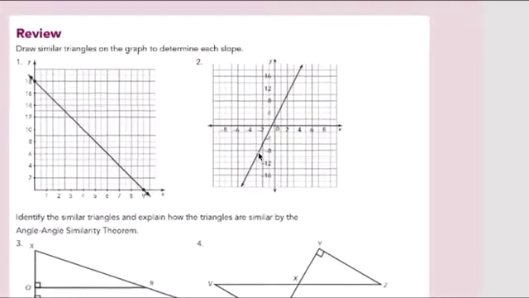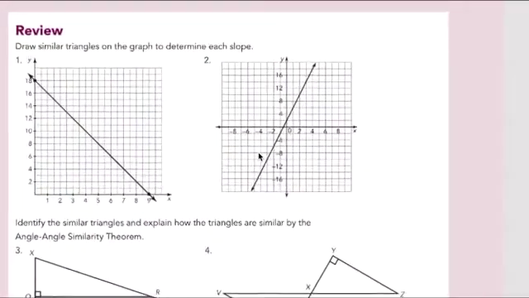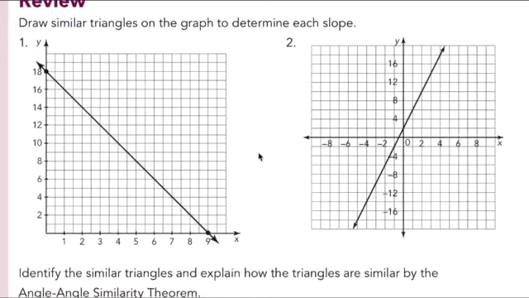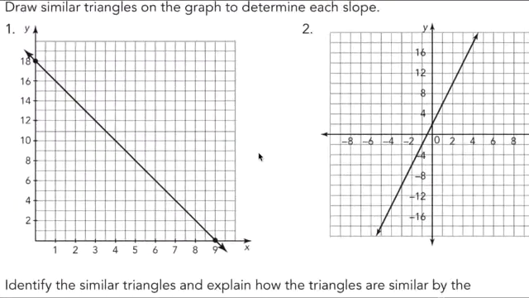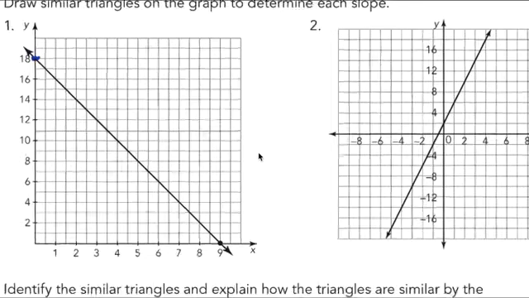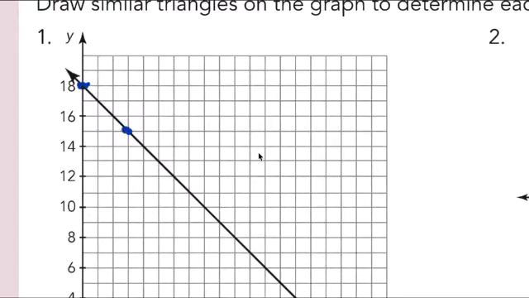Draw a similar triangle on the graph to determine the slope. Okay? Well, that's the only way you can find slope, right? Here's one. This is a triangle. So let's use any dot we want. I'm going to use here, not too close. So the graph is going down. If you write your name, it's going down. So it's going to be a negative slope, right?